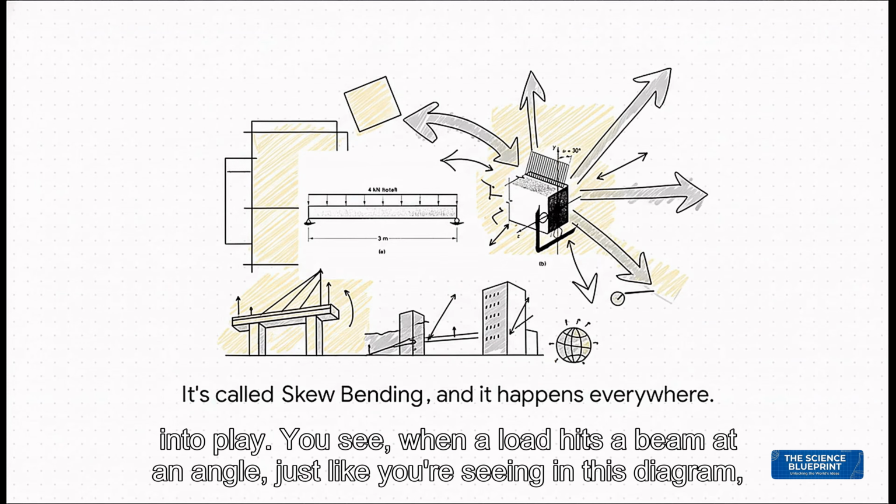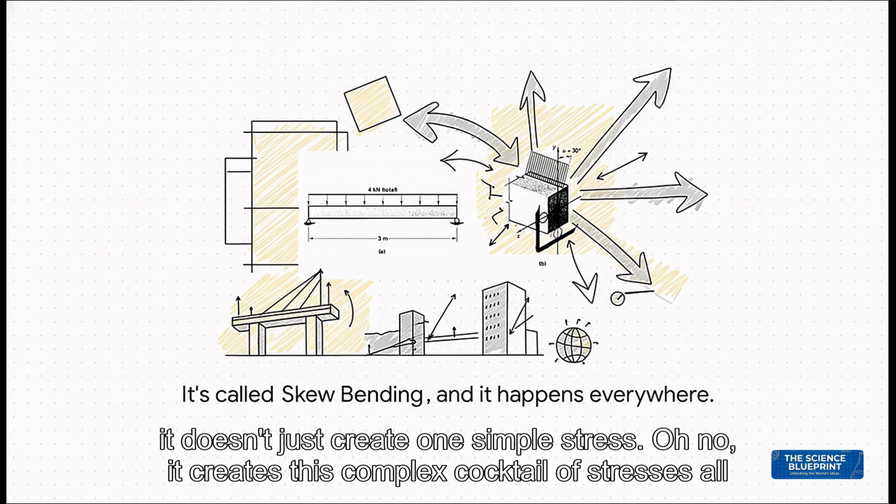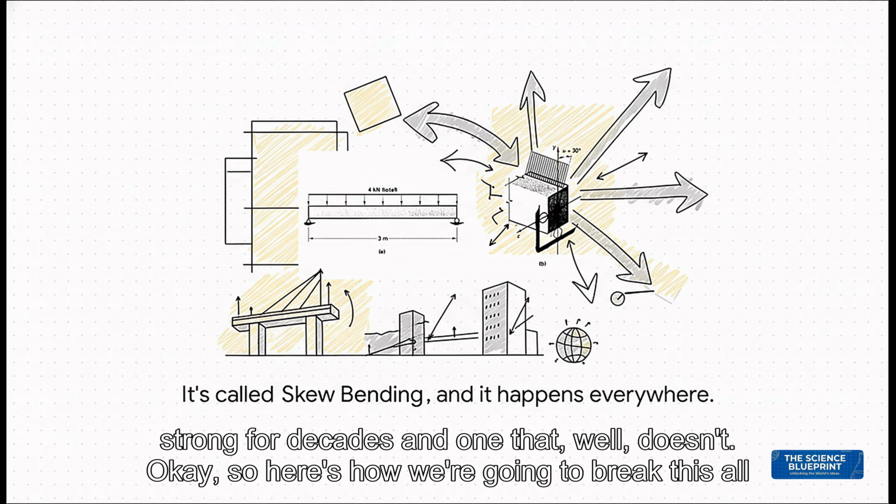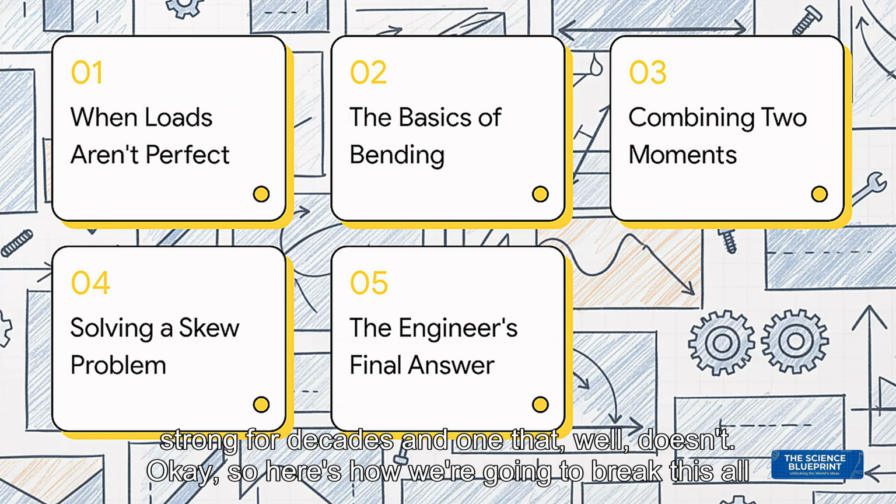You see, when a load hits a beam at an angle, just like you're seeing in this diagram, it doesn't just create one simple stress. Oh no, it creates this complex cocktail of stresses all at once. And look, understanding this is literally the difference between a structure that stands strong for decades and one that doesn't.